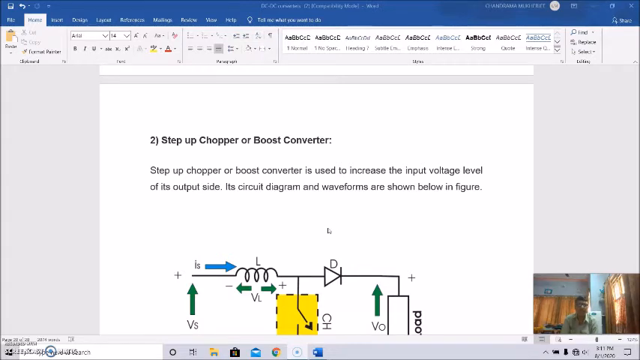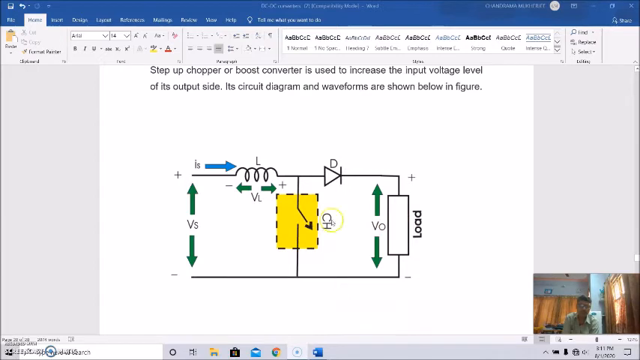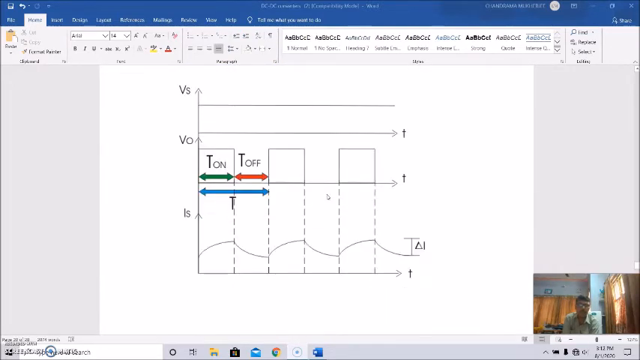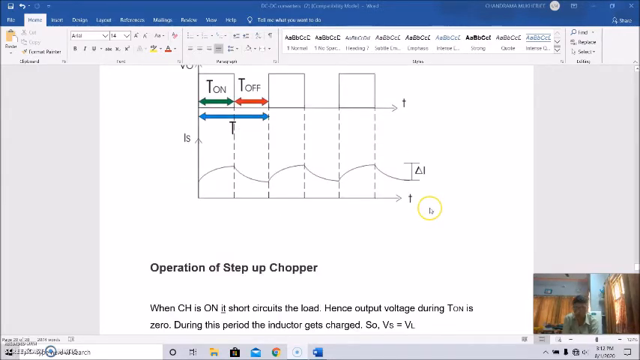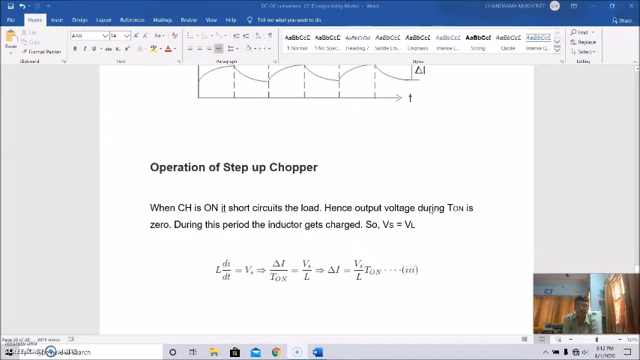It is used to increase the input voltage level at its output side. Its circuit diagram and waveforms are shown here. This is the circuit diagram. This is the chopper, connected in parallel across the load so that it can operate as a step up chopper. Its waveforms are also given here: this is the output voltage, this is the source current, and this is the output current. Now we'll discuss how this step up chopper operates.